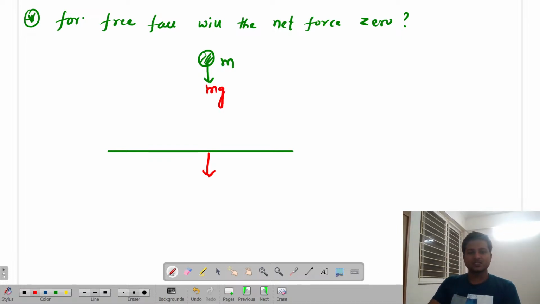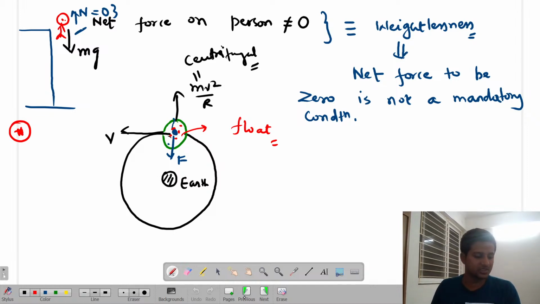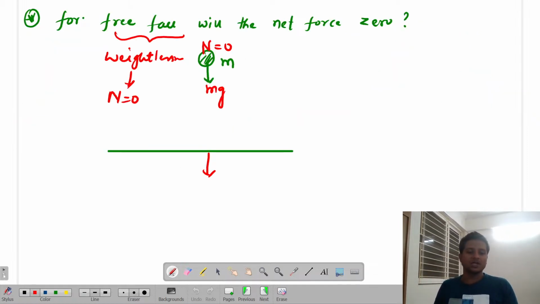So free fall means weightlessness, and that means normal to be zero. That does not mean that net force is zero. Are you able to get me? Is this clear or not? So weightlessness and free fall are two same examples, and for both of them, the normal is zero, net force is not zero.